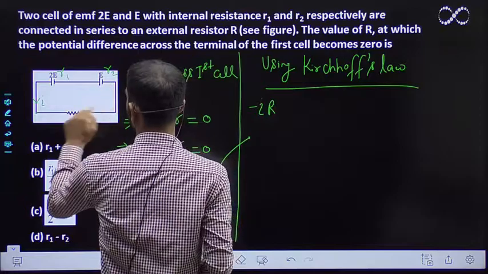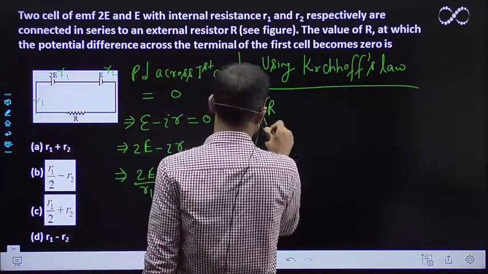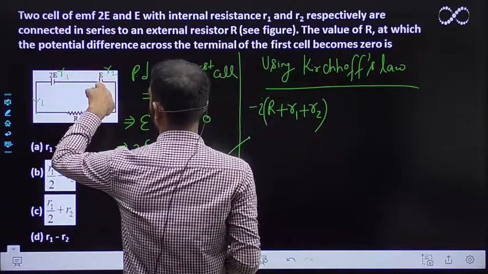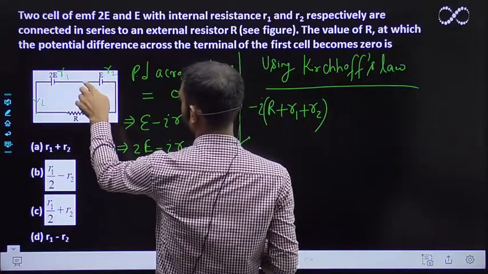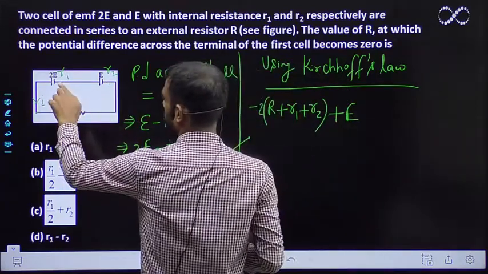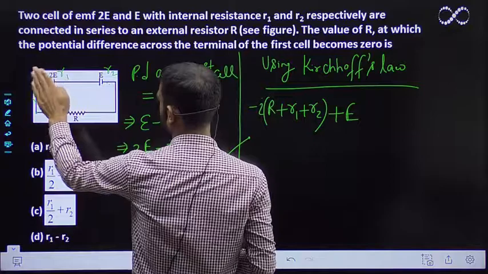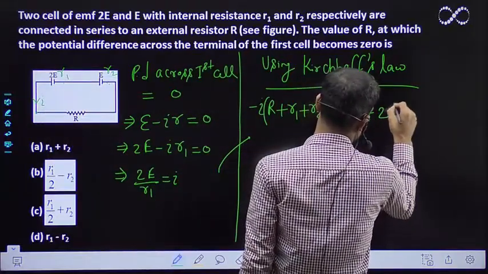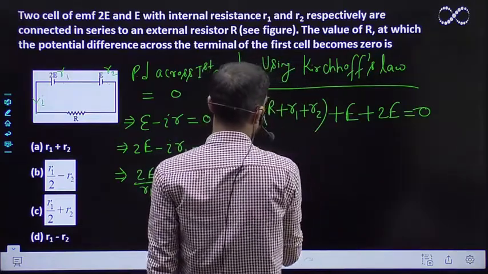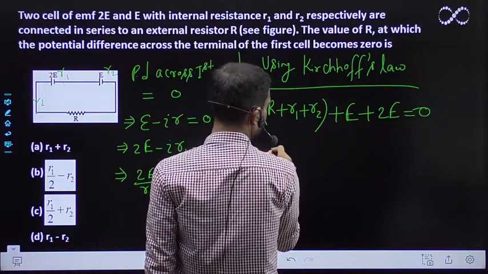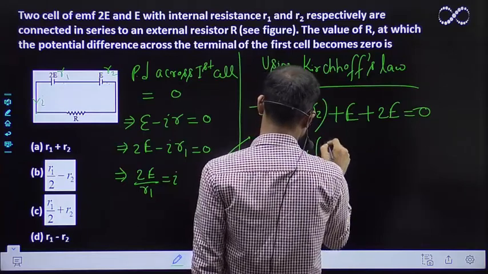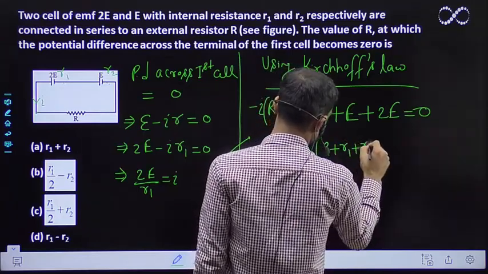Now across this, or you can say like all the resistances can be taken together. So R plus R1 plus R2. Okay, now for this cell I am going from negative terminal to positive terminal, so potential is increasing, so plus E. For this also I am going from negative to positive terminal, so potential is increasing, so plus 2E, and that will become 0. So now I can say I need to find the value of capital R. Okay, so from here I can say 3E is equal to I R plus R1 plus R2.